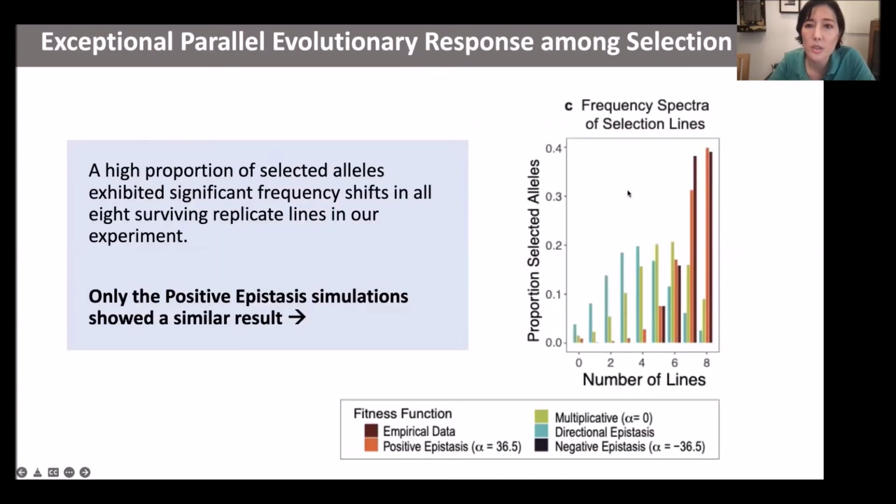So in addition to levels of parallelism, a high proportion of the selected alleles exhibited significant frequency shifts in all 8 of our surviving replicate lines at the end of our experiment. So there's a high proportion of selected alleles in all of the surviving lines. And only positive epistasis simulations showed a result that was similar to our empirical results, shown here in brown. And if you look at the null model of multiplicative, where all the alleles have independent effects, the proportion of selected alleles was relatively low.